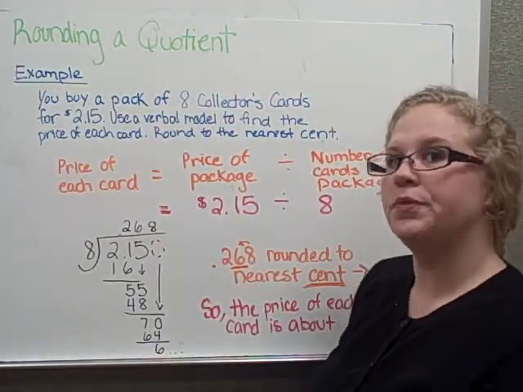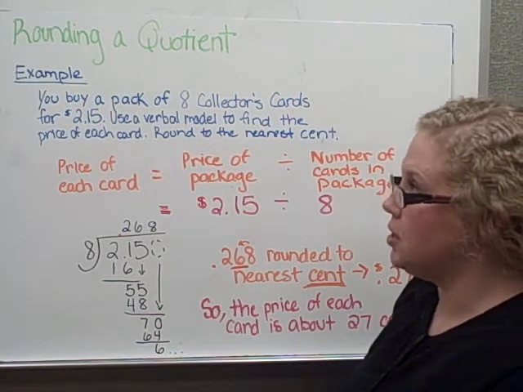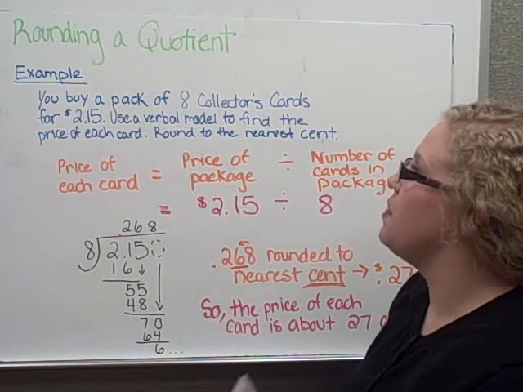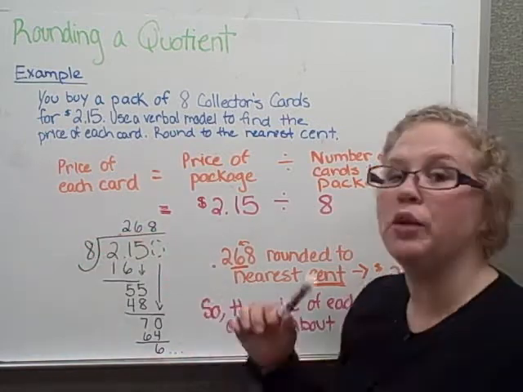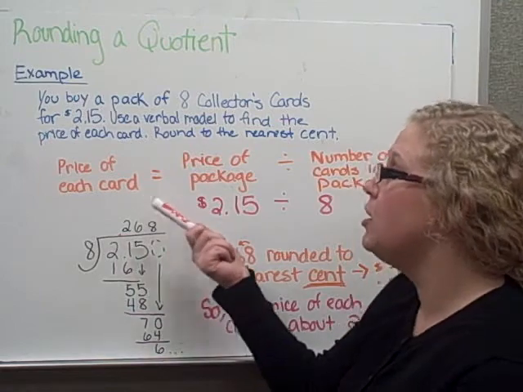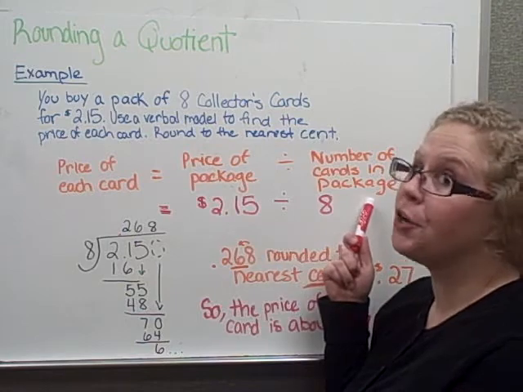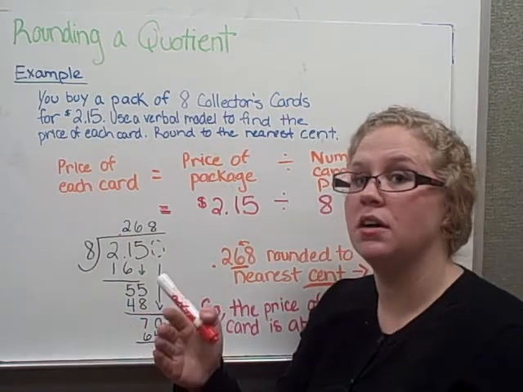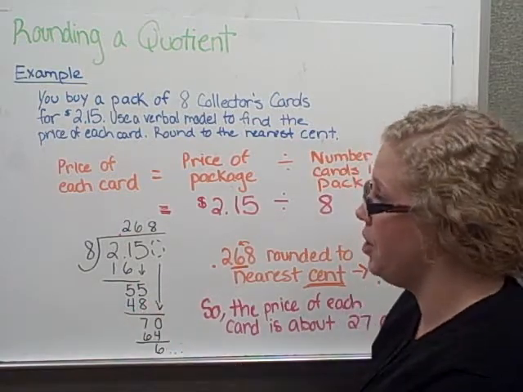Rounding a quotient. So we have a word problem here. You buy a pack of 8 collector's cards for $2.15. Use a verbal model to find the price of each card and then round to the nearest cent. So our first step is to come up with some sort of verbal equation, verbal model. We have the price of each card is going to be defined by the price of the package divided by the number of cards in each package. That way we have a full package, we're dividing by how many cards are in that package, and we're going to come up with the price of each individual card.